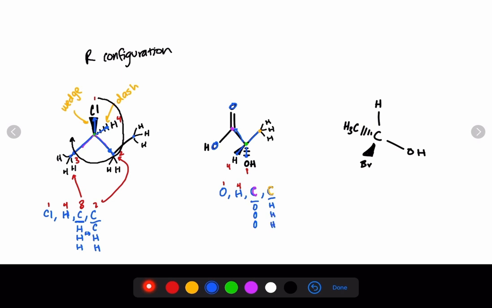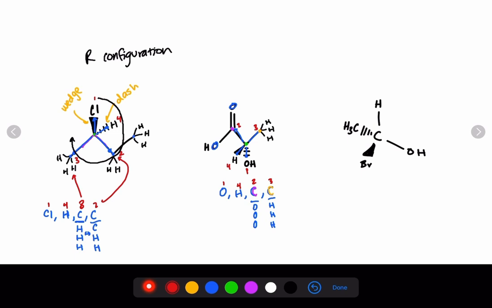3 oxygens is heavier than 3 hydrogens, so this purple carbon gets 2nd priority, and this yellow carbon gets 3rd. The 4th priority is pointing towards us, but we want it pointing away from us. We have a little trick for this. Since it's in the exact opposite direction that we want, we determine R or S with the 4th group pointing towards us, and then we just reverse it.